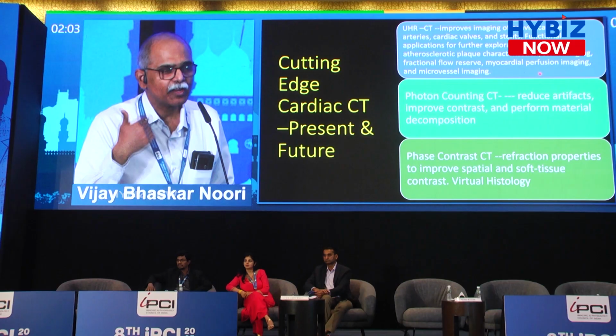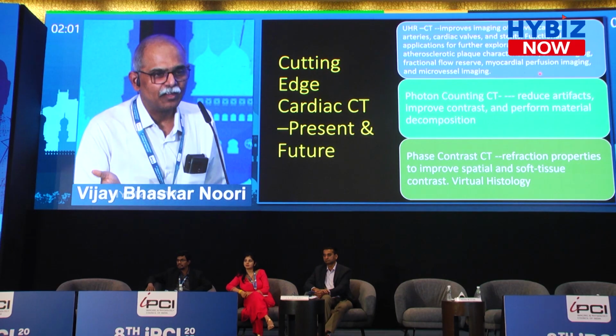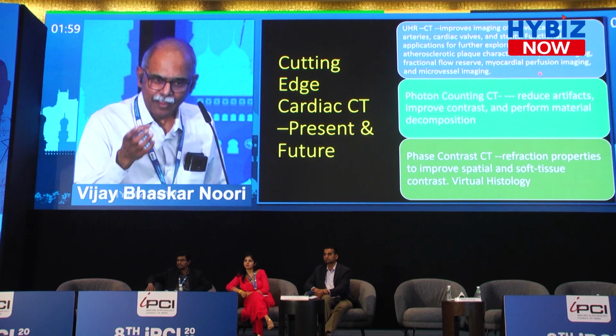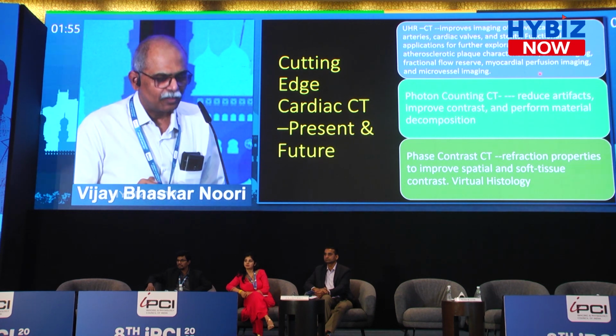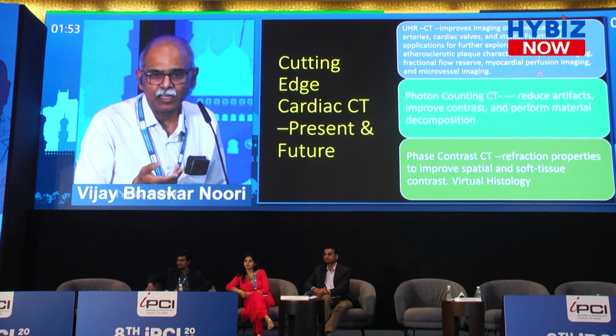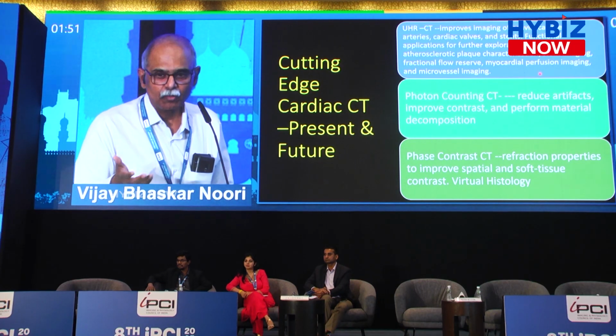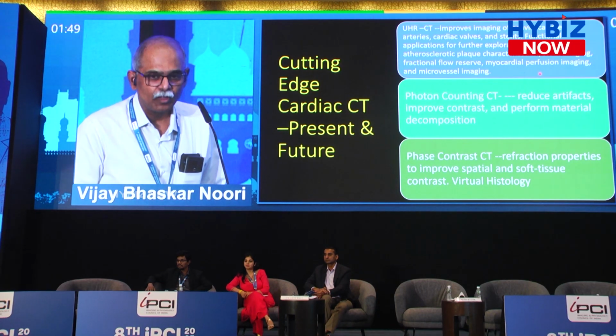What we are getting is known as ultra high resolution CT scan. This ultra high resolution CT scan can show the stent lumen and stent wall very clearly. Number one. Number two, photon counting CT, which costs about 45 crores now. Nowhere in Asia is it there at this point of time. Then phase contrast CT.